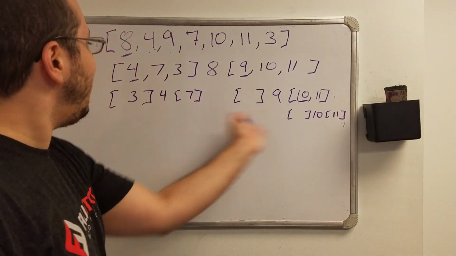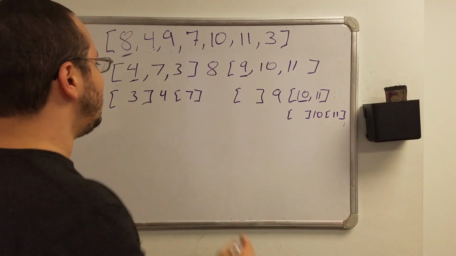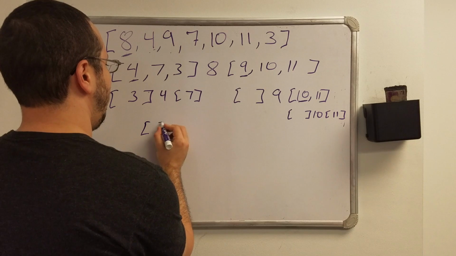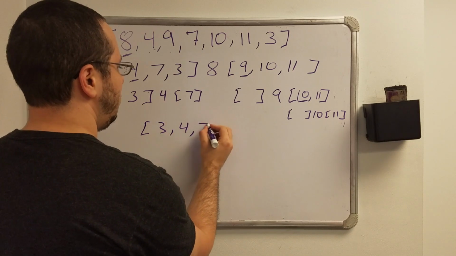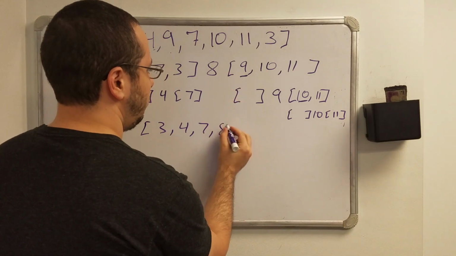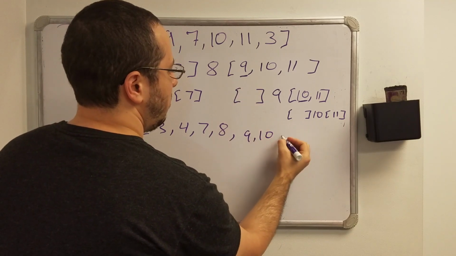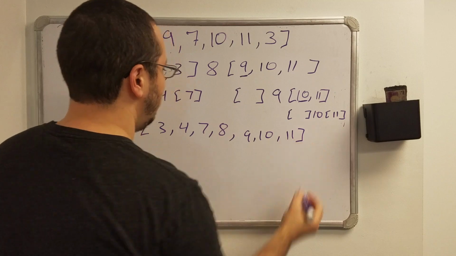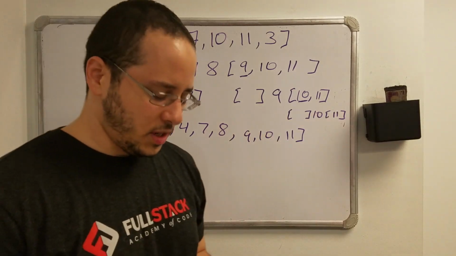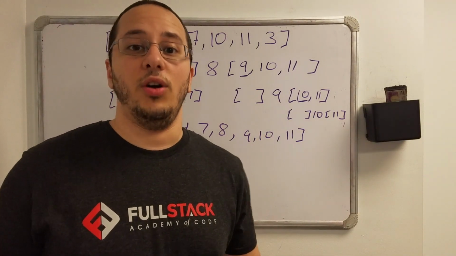So if I were to just concatenate the results of all of these recursive calls, we would just have an array 3, 4, 7, 8, 9, 10, and 11. Completely sorted. So let's take a look at what this would be in code now.